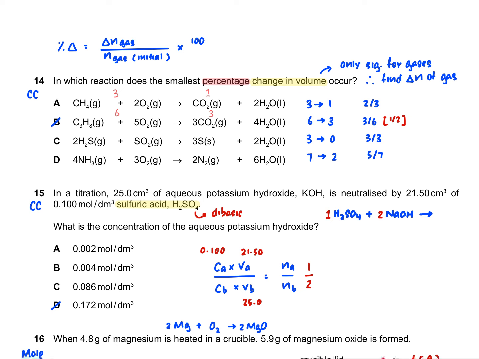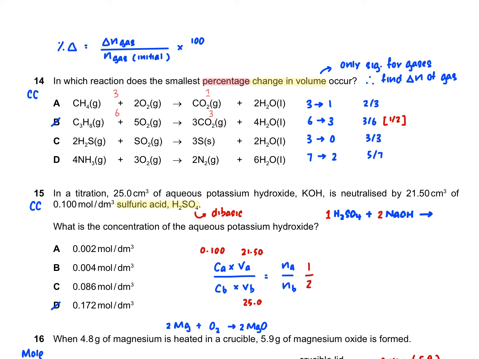For question 15, this is a chemical calculation question involving titration. Now for all chemical calculation questions, you can easily solve them using the 3C approach. You convert to moles, compare mole ratio, convert from moles.